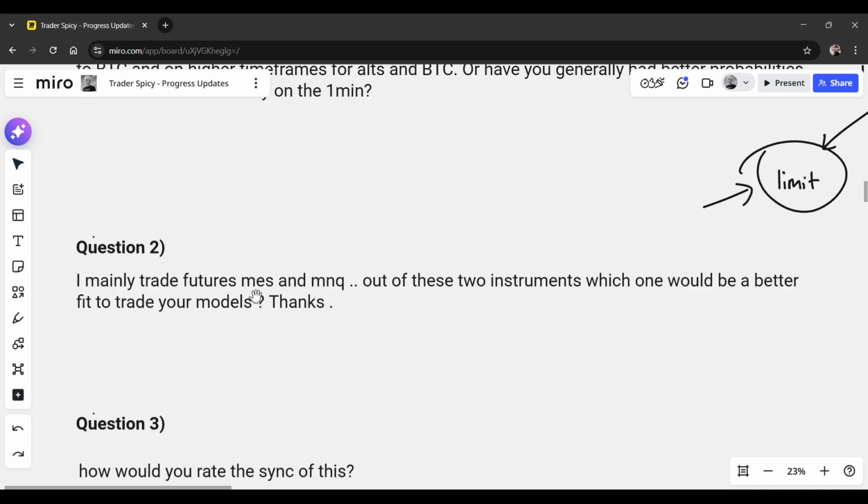I mainly trade futures, MES and MNQ. Out of these two instruments, which one would be a better fit to trade your models? Thanks. Okay, so the answer is it depends. It's not that one instrument is better than another instrument. It doesn't work that way.